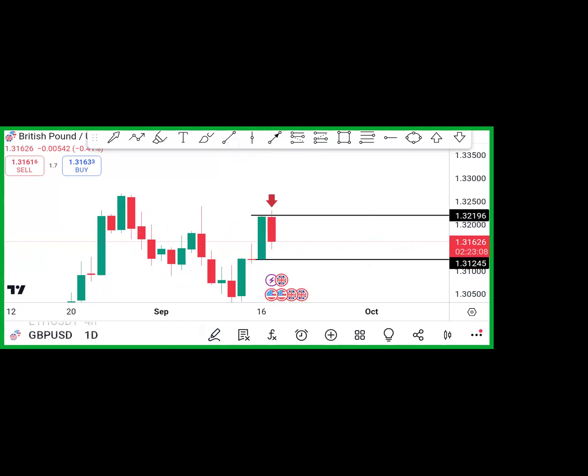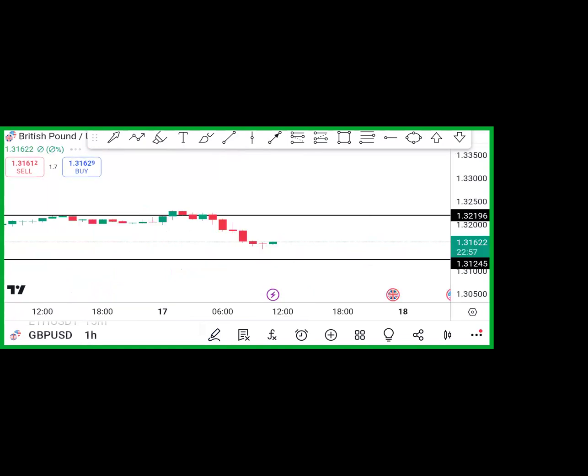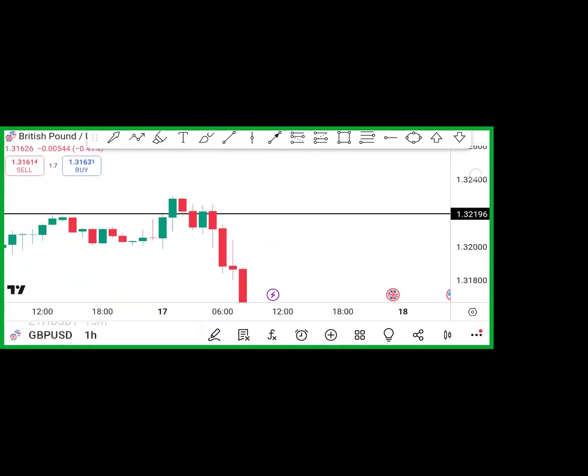So what is the next step? The next step now is to scale down to a 1 hour time frame. Time frame is also very important as a trader. You need to know the time frame you should be on as a trader.